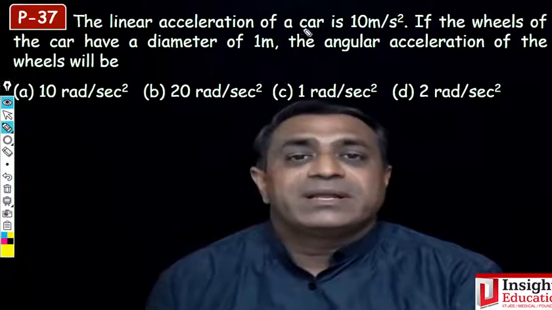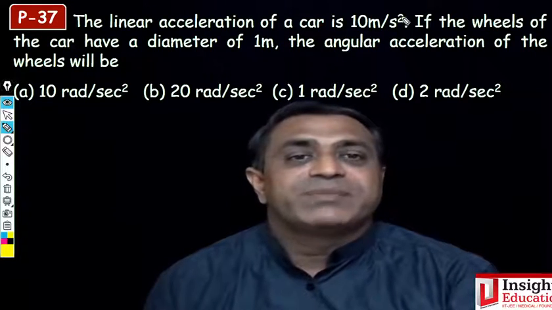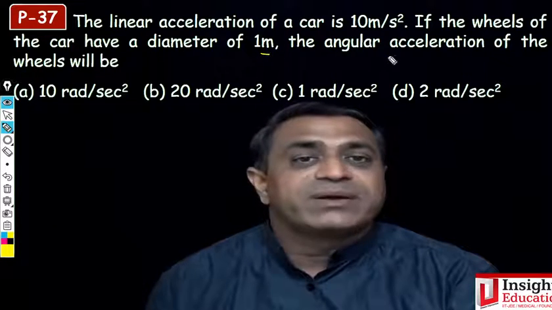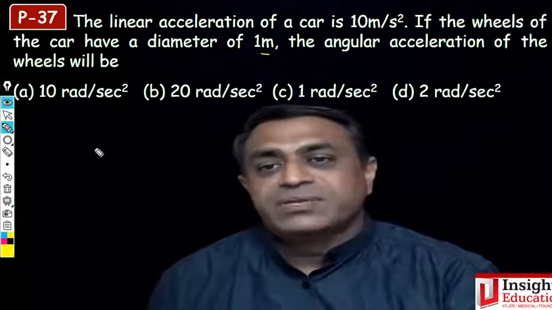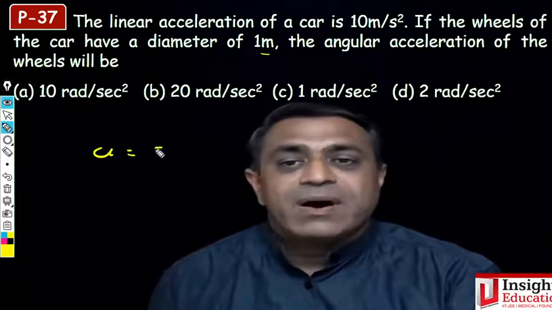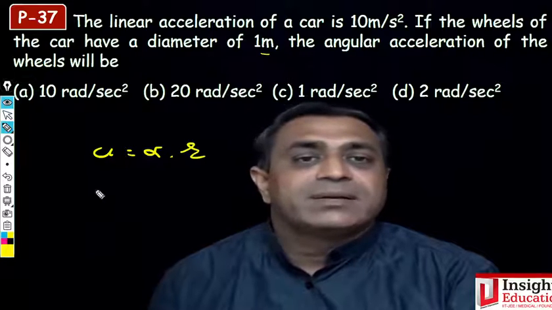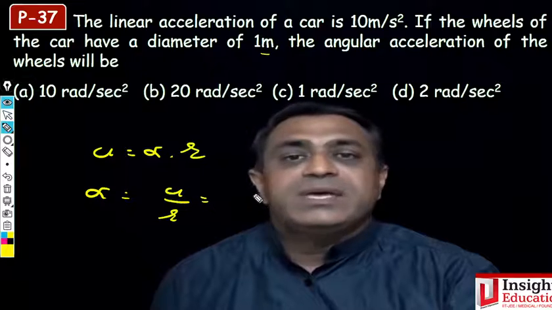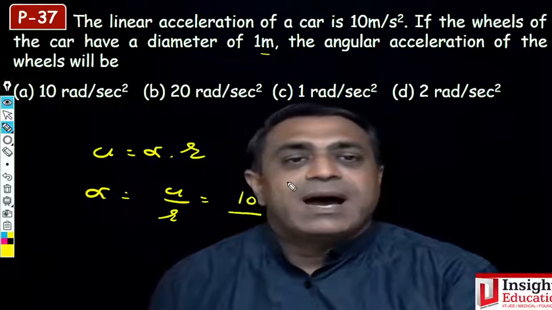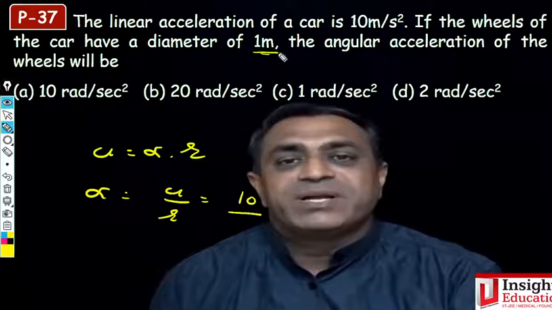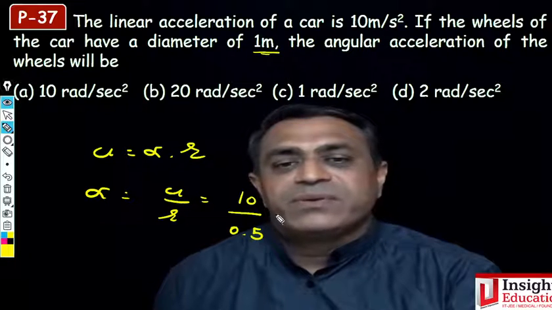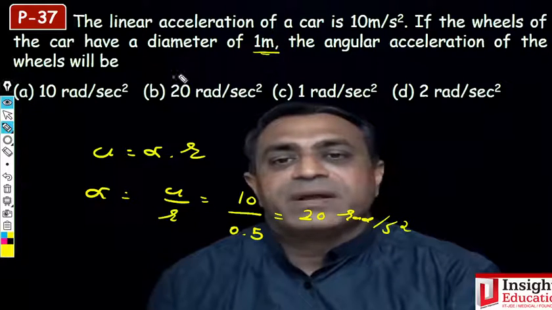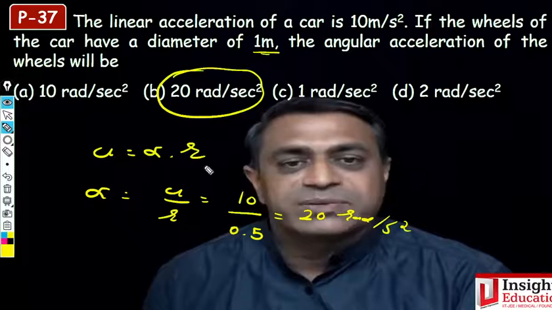The linear acceleration of a car is 10 meter per second square. If the wheels of the car have a diameter of 1 meter, find the angular acceleration. Linear acceleration A is equal to alpha into r, so the angular acceleration alpha is equal to A upon r. A is 10, the diameter is 1 meter so the radius is 0.5, so it is 20 radian per second square.